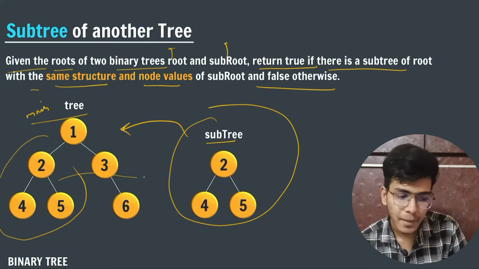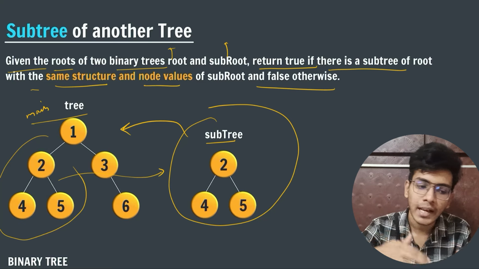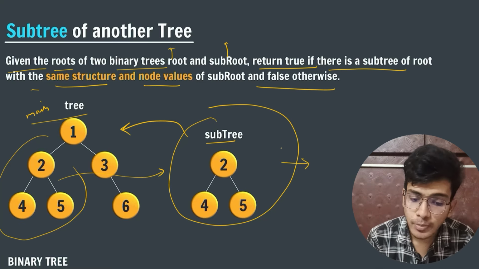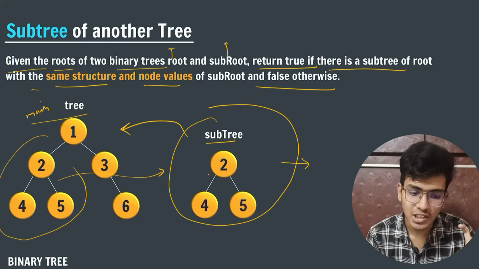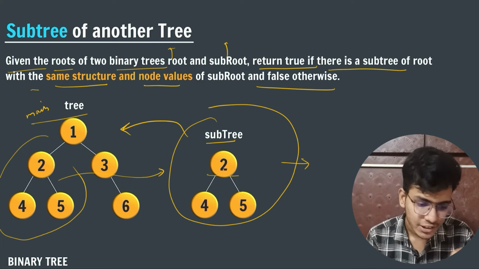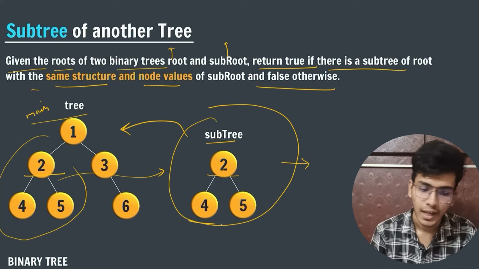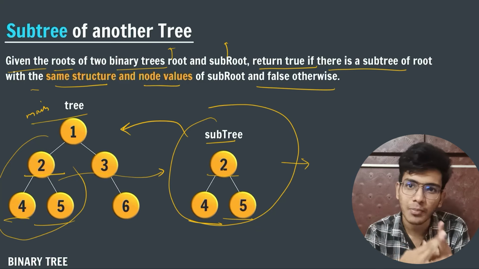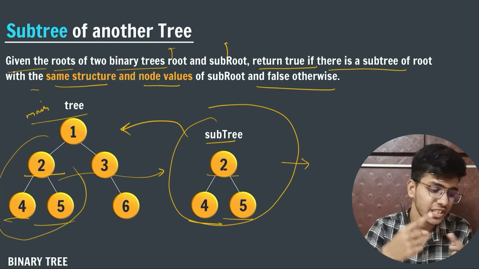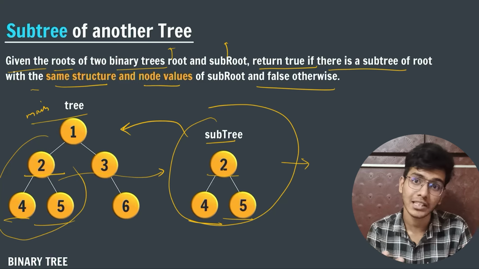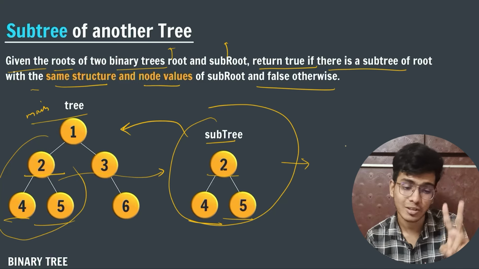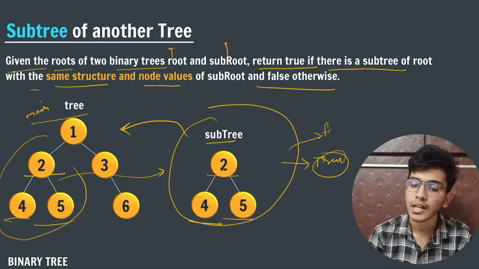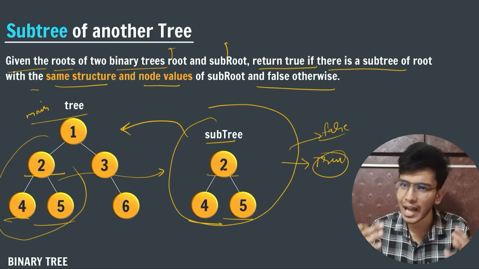So if the subtree matches this tree, then I will return true, and along with the structure, the values should be the same. It means that this is my subroot, right? The subroot value should be equal to this, and this value should be equal to this, and this value should be equal to this. If these two conditions match, that is, the node values should be the same and the structure of these two trees should be the same, then I will return true as my output, else I will return false. I hope you have understood the asking of the question.